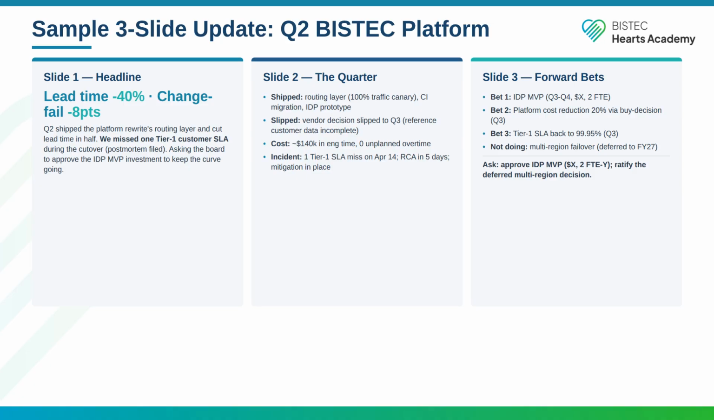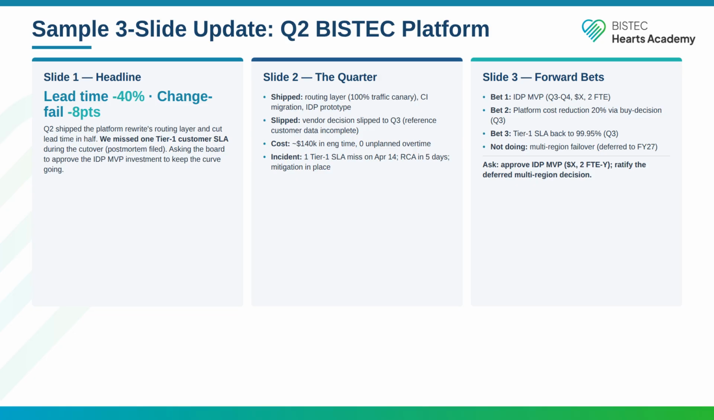The quarter. Shipped: routing layer at 100% traffic canary. CI migration. IDP prototype. Slipped: vendor decision slipped to Q3 because reference customer data was incomplete, and the slide says so. Cost: about $140K in eng time. 0 unplanned overtime. One Tier 1 SLA miss on April 14, in 5 CA in 5 days. Mitigation in place. Slide 3, forward bets.